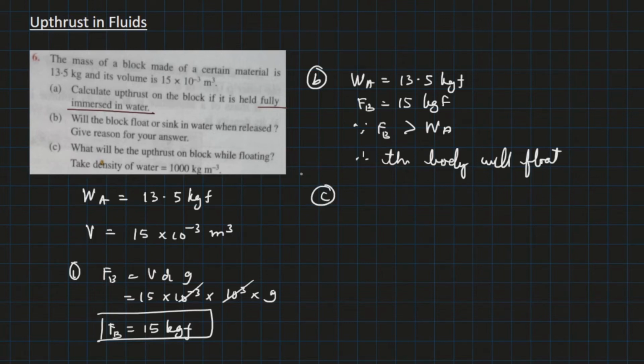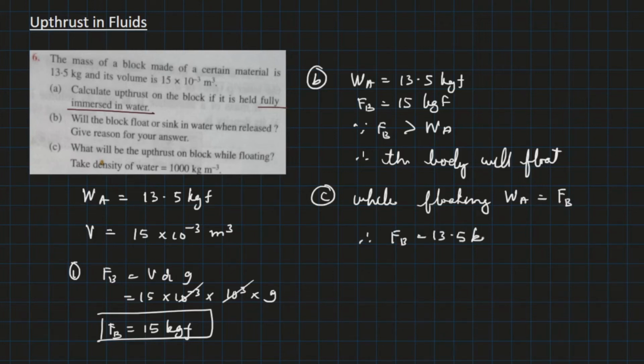Moving to the next part, what will be the upthrust on the block while the body is floating? While floating, we know that the weight in air is equal to the upthrust, and therefore the upthrust will be 13.5 kg. You should understand that when this body is suspended in air, the weight will be 13.5 kg. But when it is floating on water, the weight will be zero. The apparent weight of a body when it is floating is zero, because it receives an upthrust which is equal to its weight in air. Okay, let's move to the next question.